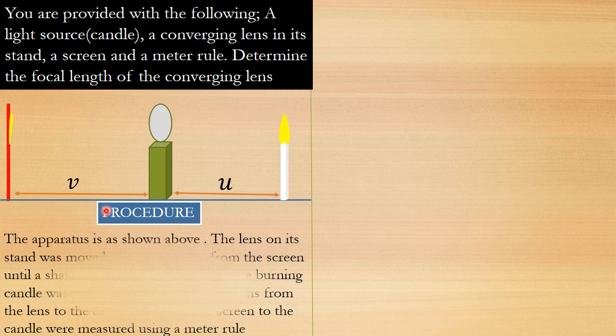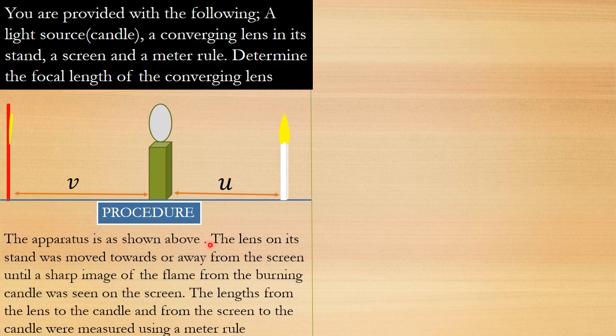As usual, our procedure is going to read that the apparatus was set up as shown above. The lens on its stand was moved towards or away from the screen. Good. So friends, let me just explain. Once the apparatus has been set up in this form, now we are going to move the lens either towards the screen or away from the screen.